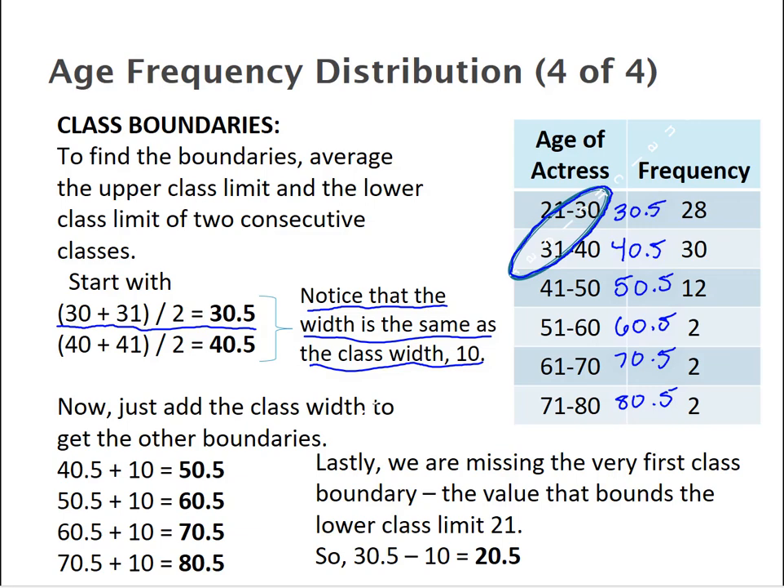But each class again has two boundaries, so now let's look at the left-hand side. So to start with the left-hand side, to find the left-hand boundary for the first class, I can't add 10 to that first class boundary. What I have to do instead is subtract 10, which again is my class width. So I take 30.5 and subtract 10 to get 20.5. And then from there, I can once again start adding the class width of 10 to get the left-hand boundaries for each class. So then the next one would be 30.5, then 40.5, then 50.5, 60.5, and 70.5.